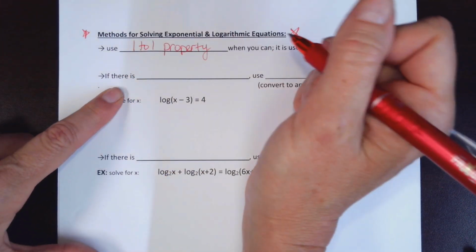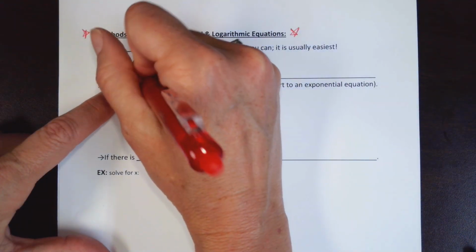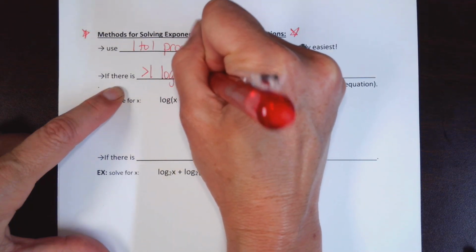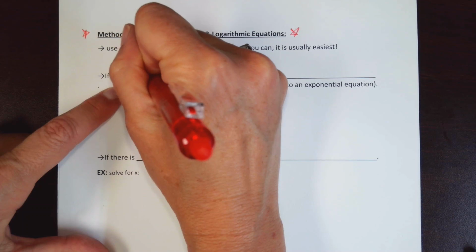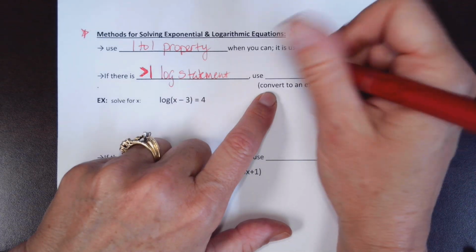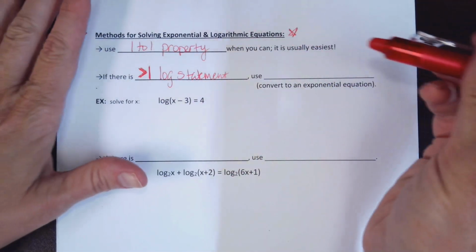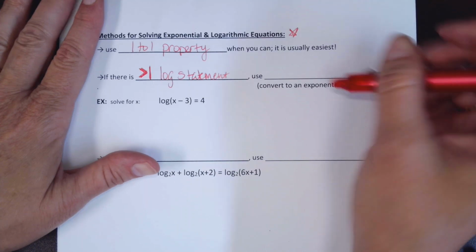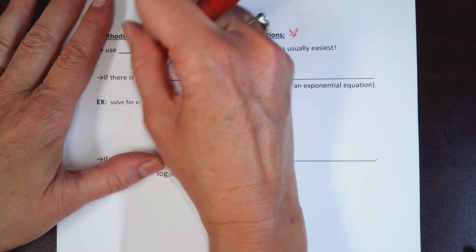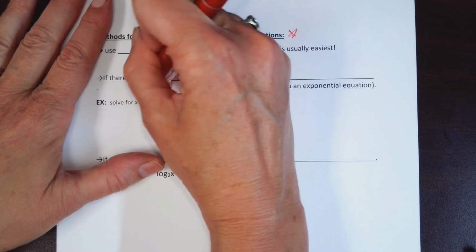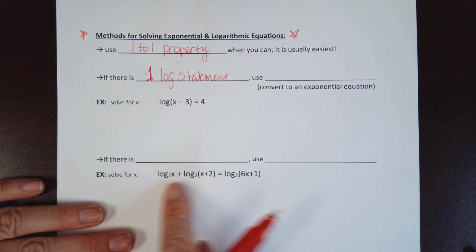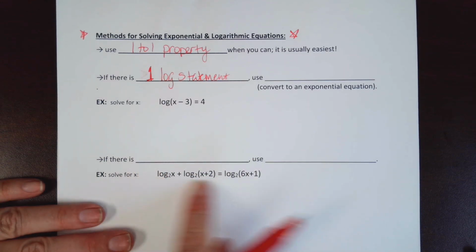If there is more than one log statement, I'm going to use my definition of logarithm. Oh, I just looked at 2 different rows. Guys, back up with me. Pull out your white out. Get out your eraser pen. We're starting with if there is just one log statement. Second one's going to be if there's more than one log statement. Look at that. One log statement, more than one log statement.